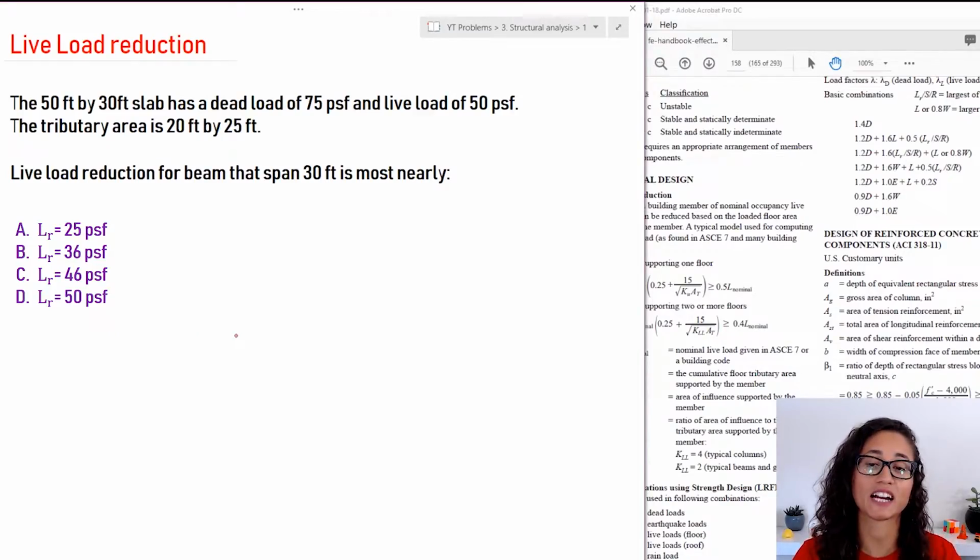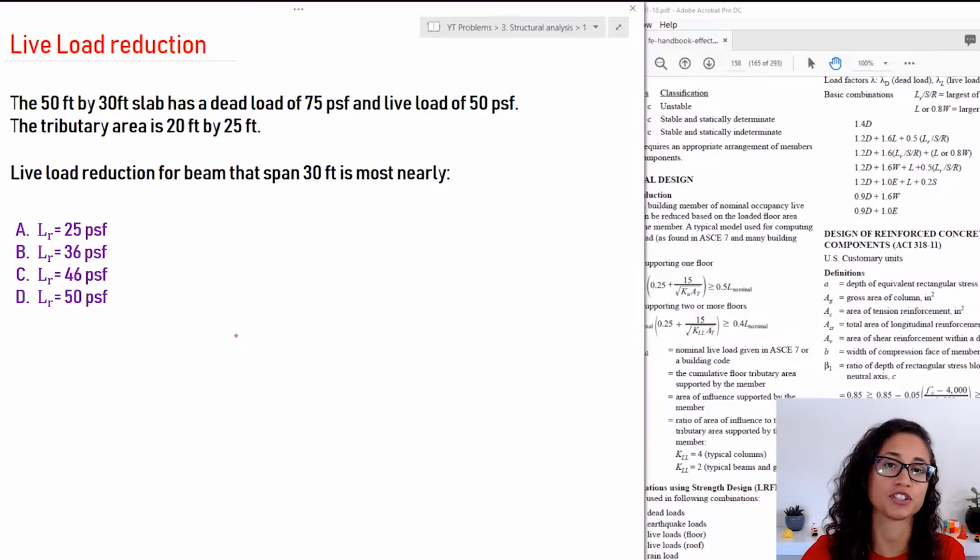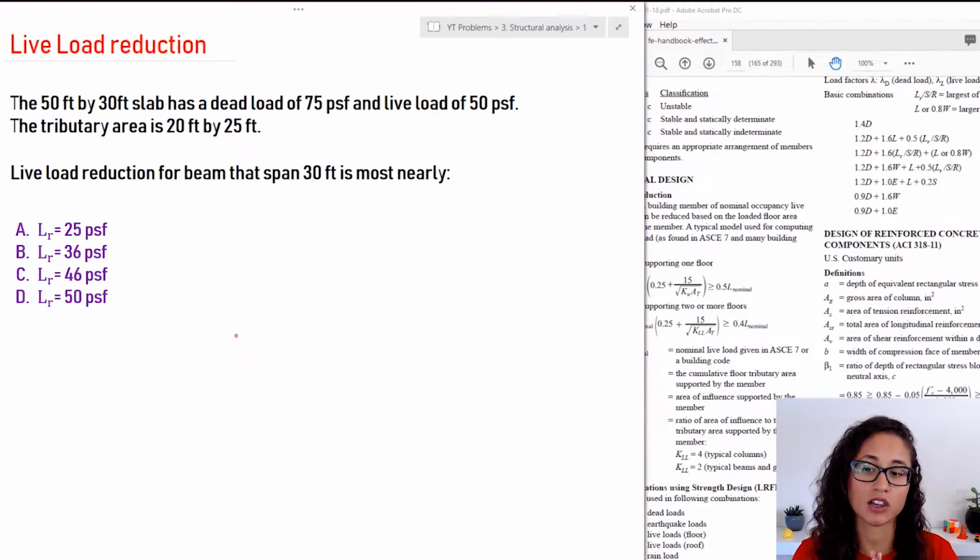Okay guys, so I actually didn't get a question like this on my FE exam because I think I took it a couple years ago, but recently a lot of my students have told me that they've been getting this type of question, and that's why I wanted to share it with you guys to make sure that you are ready for your test.